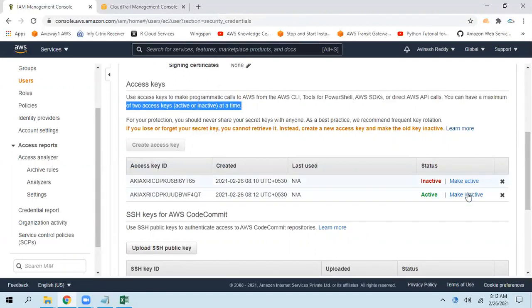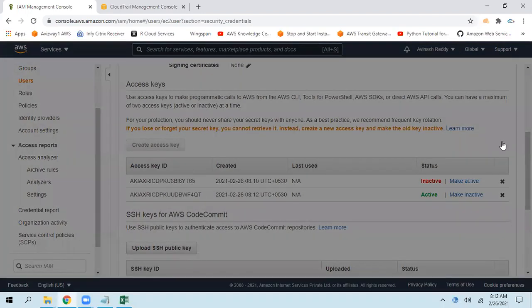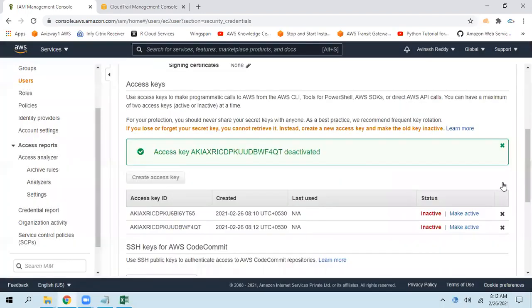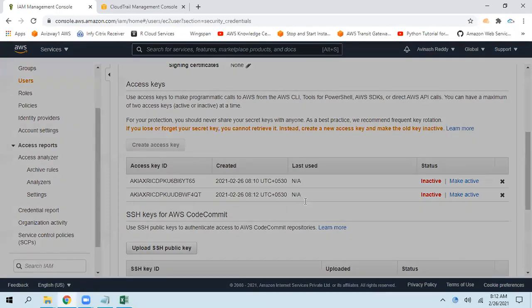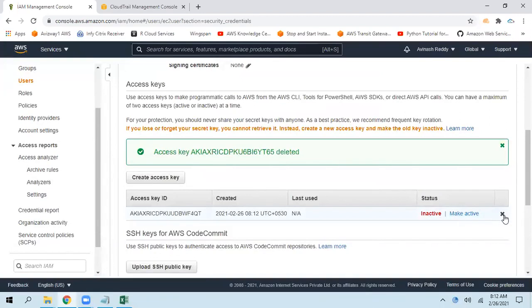So you kept one as inactive. Can we create another one? Even if you keep both as inactive, you cannot create another two. So you are going to have a maximum of two. If you want to, you can delete an existing one, and yes, you can create a new one. So this is a high level overview of programmatic access.